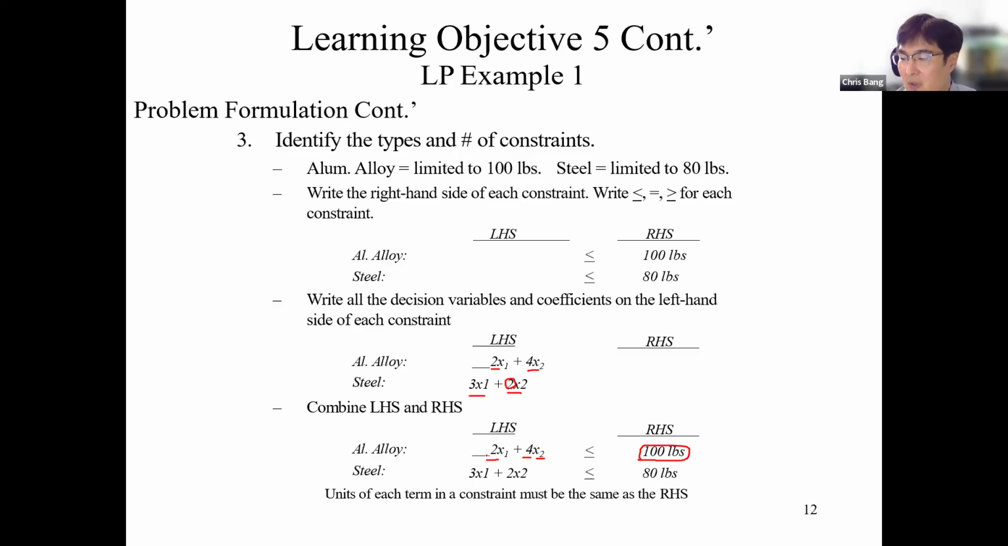The aluminum used by the deluxe frame and professional frame must be less than or equal to the limit. And here's the constraint about steel: 3 x1 + 2 x2 must be less than or equal to 80. This is why I'm saying it's better to list availability on the right side and the constraint equation on the left side.